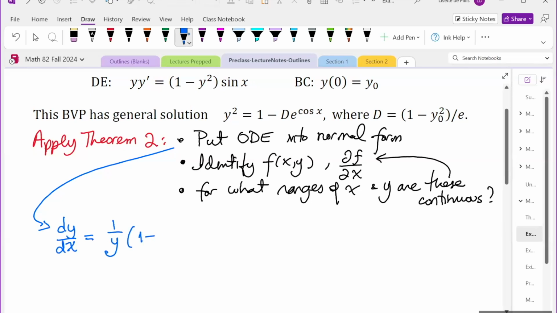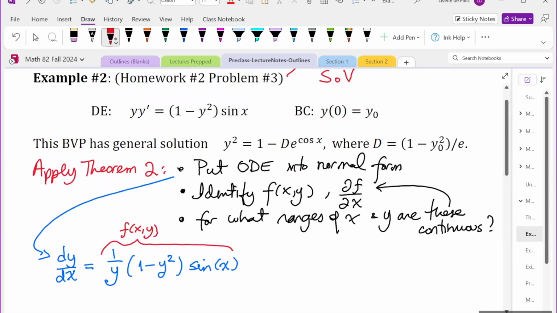All right, putting this into normal form means we are writing this like dy/dx is 1 over y, 1 minus y squared, sine x, which then identifies for us precisely what our function f is. This is our f of x, y. And by the way, this is a boundary value problem.